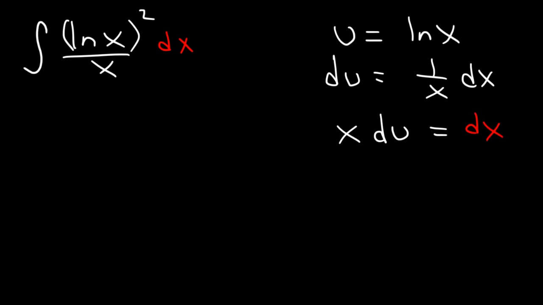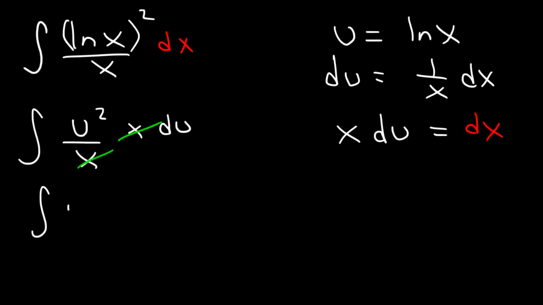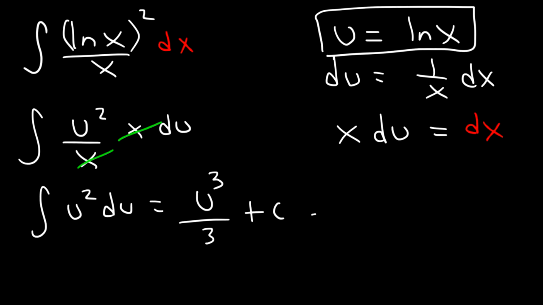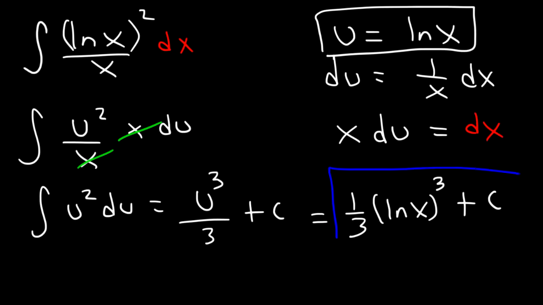So u is ln x, so ln x squared is u squared. dx is x du, and we can cancel the x variable. So now we have the antiderivative of u squared du. So if we add 1 to the exponent, 2 plus 1 is 3, and then divide by that result. Now all we need to do is replace u with ln x. So this is equal to 1/3 ln x to the 3rd power plus c. And so that is the answer.